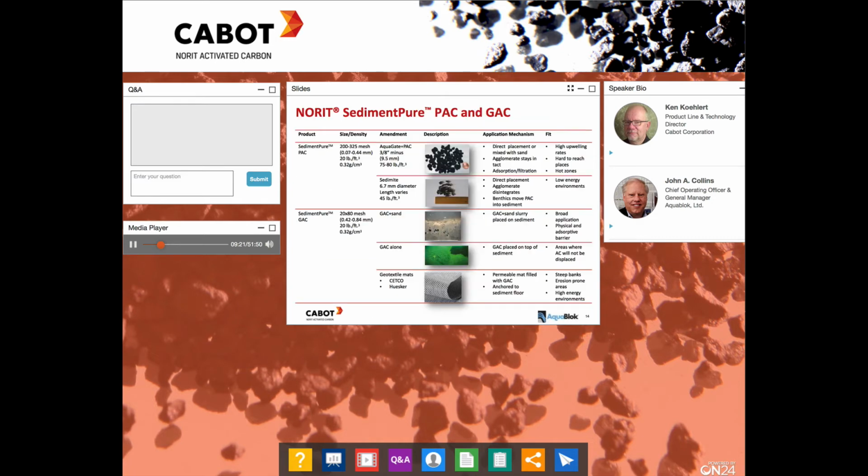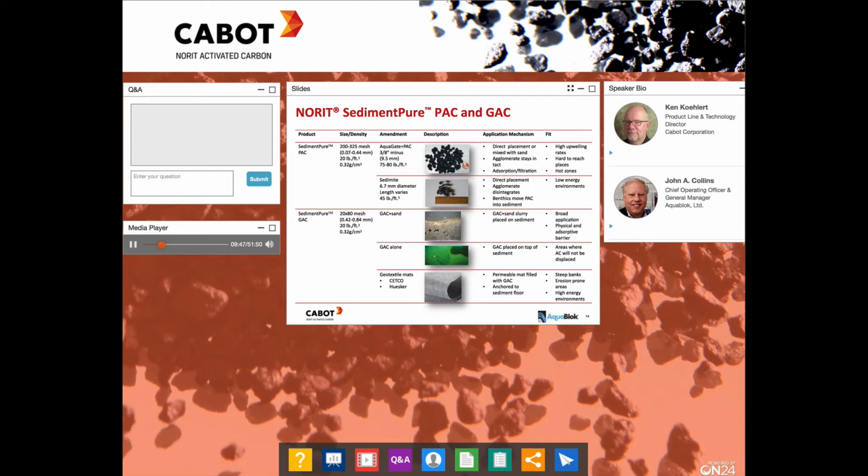Norit developed and commercialized two grades for this application: Sediment Pure PAH and Sediment Pure GAC. Because of the physical properties, powdered activated carbon cannot be placed directly into the water column. PAH must be used with a delivery system such as AquaGate plus PAH. This will enable it to be delivered to the contaminated sediment surface.